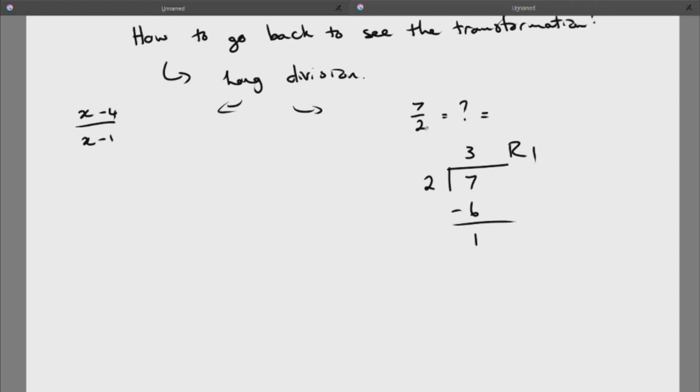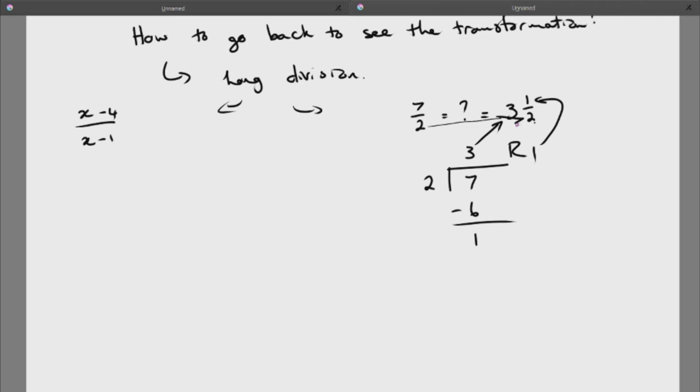another version of 7 over 2 is 3 and 1 half. So the quotient, the answer of the division, is over there. Remainder on top of the original denominator. Long division. It's the same.